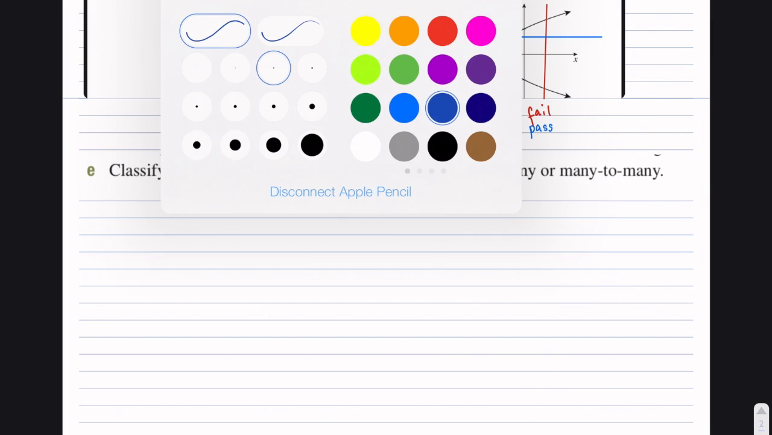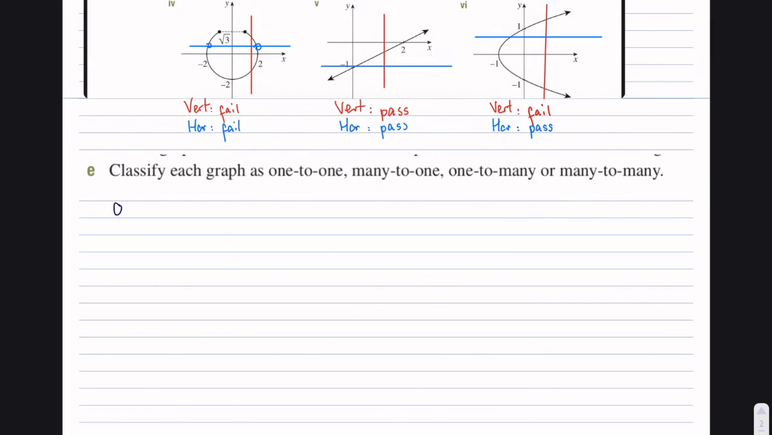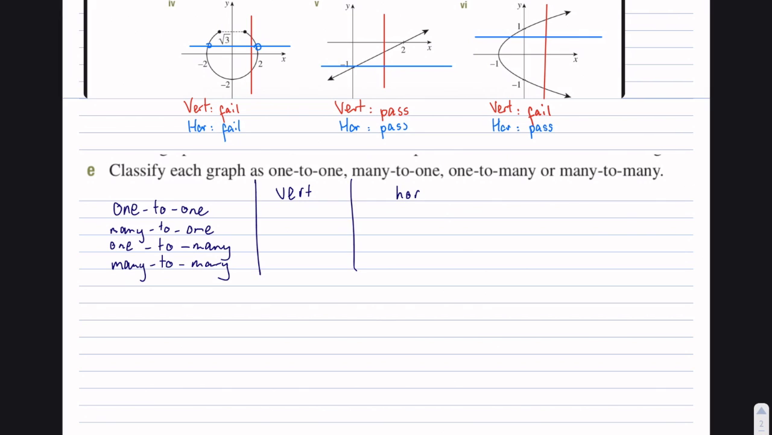Now, there's a fairly standard thing. So 1 to 1, many to 1, 1 to many, and many to many. And we're going to classify them by the vertical line and the horizontal. So, 1 to 1, pass both. Many to 1, pass the vertical, fail the horizontal. 1 to many, fail the vertical, pass the horizontal. Many to many, fail both.